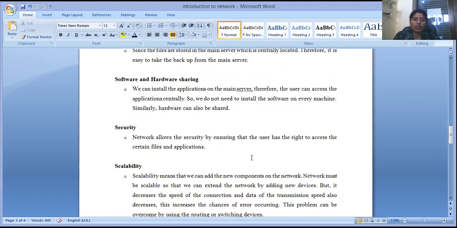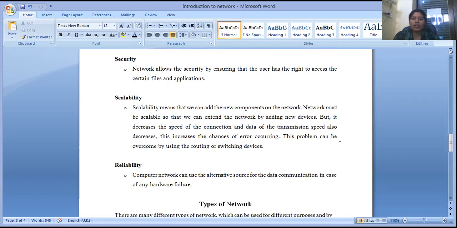Now, if you talk about security, the network provides security by ensuring that the user has the right to access certain files and applications. Now, scalability. Scalability means that we can add new components to the network, and the network must be scalable so that we can extend it by adding new devices also. But it decreases the speed. Whenever we increase the number of devices, the speed of that network decreases. Because of the connections, data transmission speed also decreases and the chances of errors increase. This problem is overcome by using routing and switching devices.